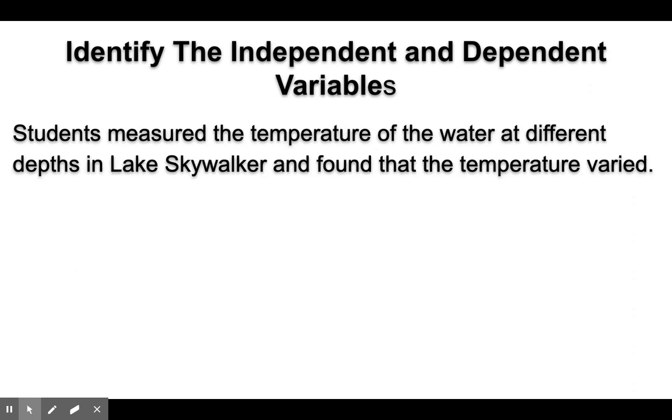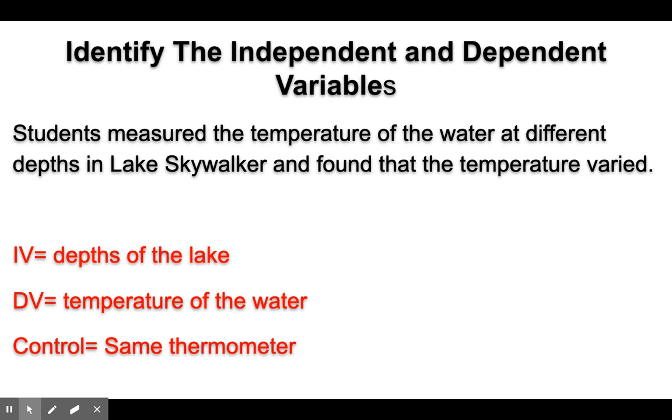Students measured the temperature of the water at different depths in Lake Skywalker and found that the temperature varied. Okay, so what are we changing in this experiment? We're changing the depth of the water. Okay, we're going deeper. We're looking at, as I go deeper, what happens to the temperature of the water? So what are we changing? The independent variable? The depth of the water or the lake. What's responding to that change? What are we measuring? The temperature. Now the control, same thermometer, and you'd have to stay at the same spot of the lake. Okay, you couldn't move around.